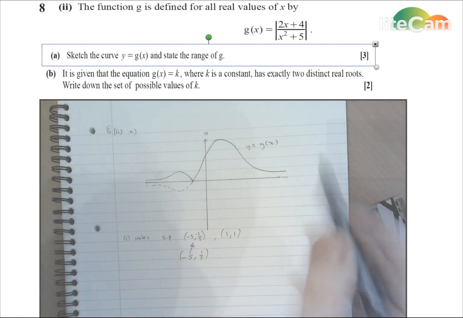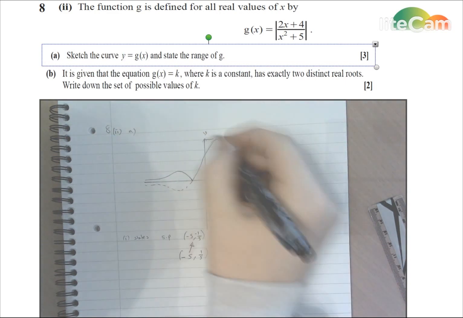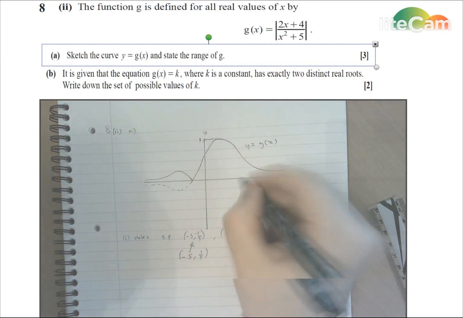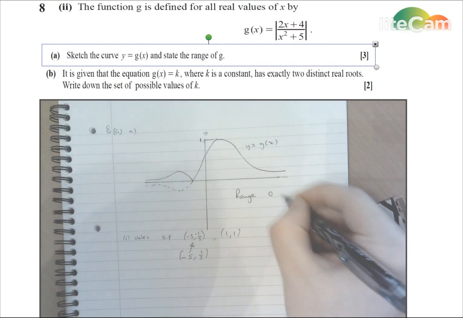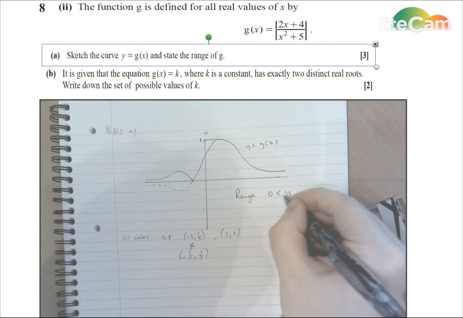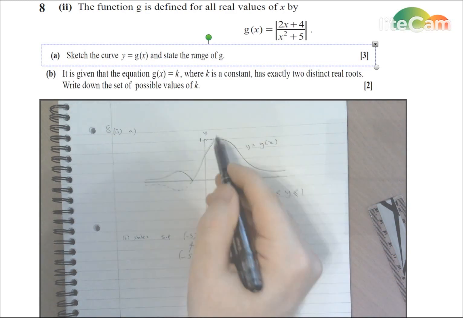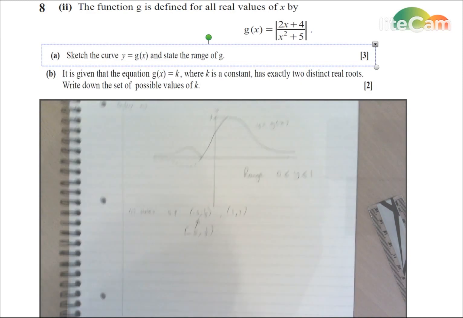This helps us because we're interested in the range. So we know this point here, this turning point is at, well, this is at 1, 1. So the highest value this can take is 1. So the range is that y, or g of x, has to be between 0 and 1, inclusive, because it can be 0 and it can be 1. So 0 is less than or equal to y, it's less than or equal to 1.